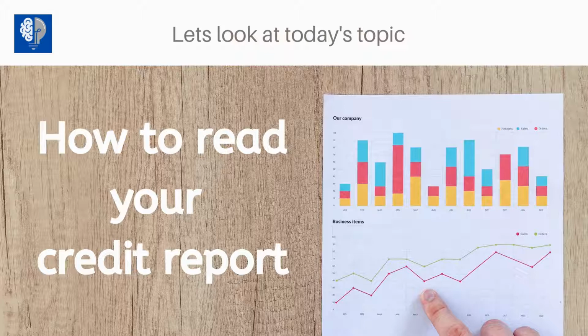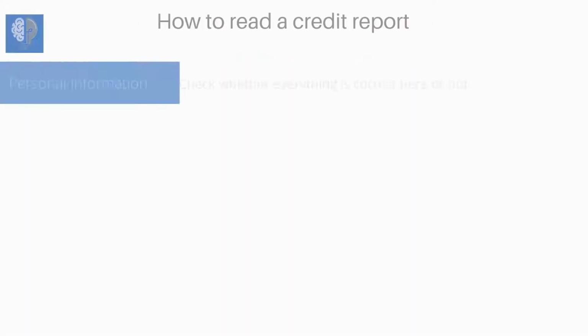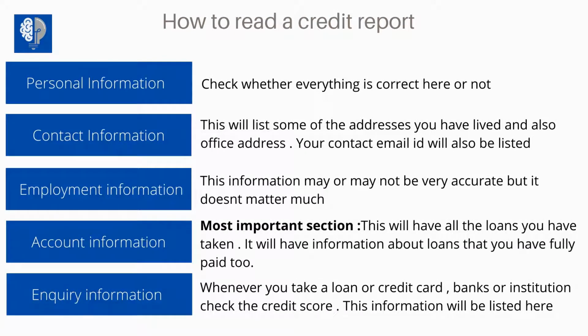Whenever you download the credit report from the CIBIL's website, there are five important sections. We will first look at the sections. First is personal information. Second is contact information. Third is employment information. Fourth is account information. And fifth is inquiry information. So these are the five main sections of the report.